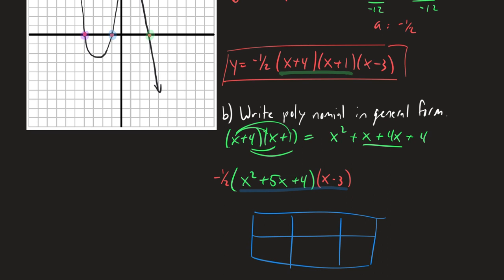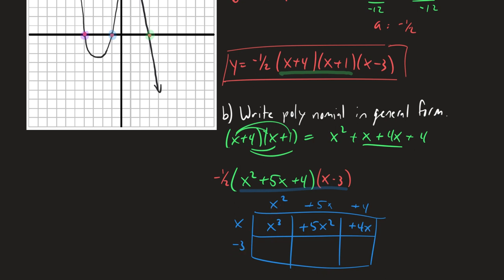And so on the side goes the x minus 3, and then on the top goes x squared plus 5x plus 4. And let's do the multiplication in here. So x times x squared is x cubed. And then x times 5x, so positive 5x squared. And x times positive 4 will be positive 4x. I do think it's a good idea to put the plus signs here.